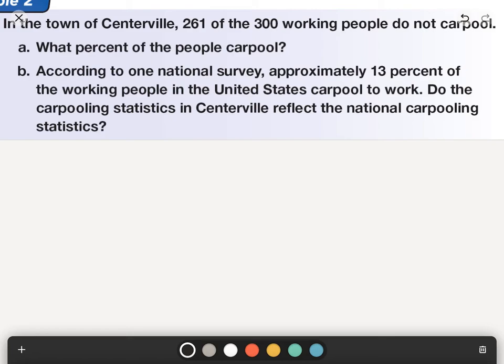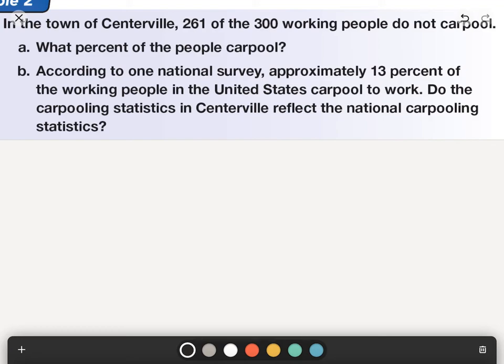Okay, in the town of Centerville, very creatively named. I'm guessing they're probably in the center of something. Center of the county or the state. Or maybe they think they're in the center.